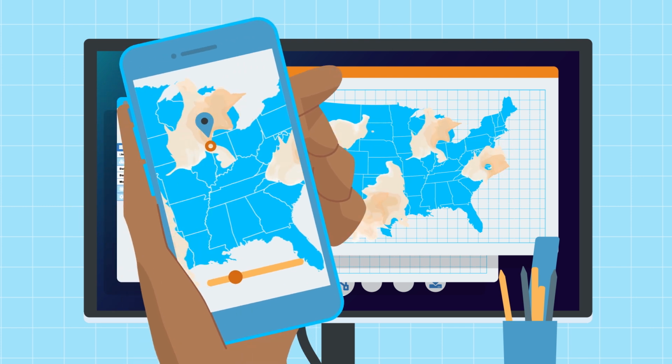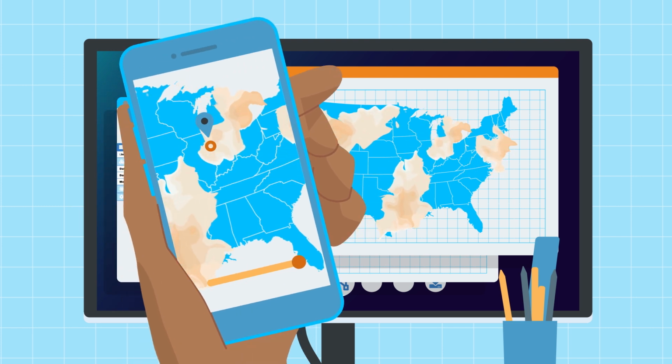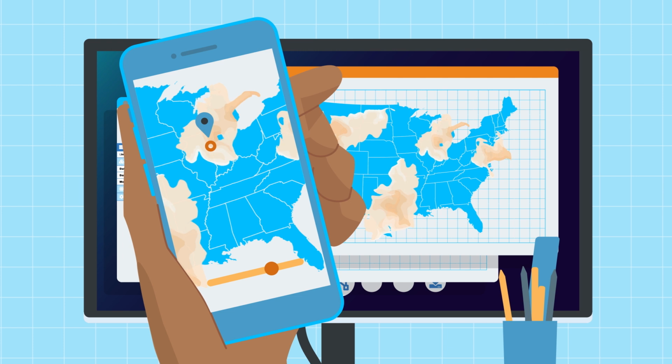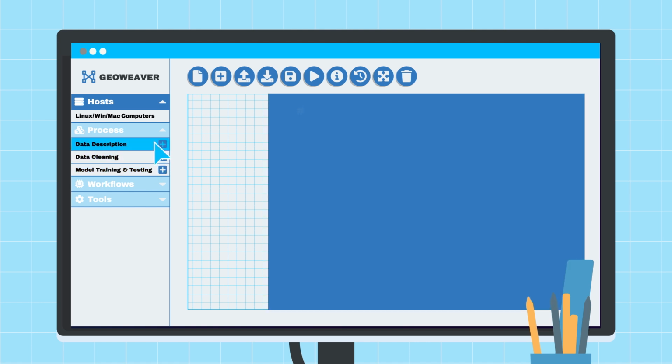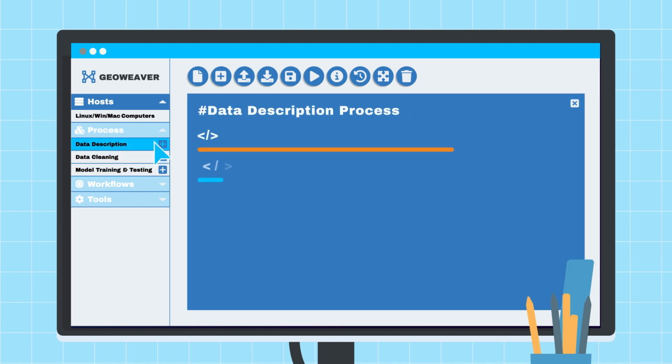All the necessary processes have been created in advance of the demo, so let's dive into how they can be put together using Geoweaver. We will go through them one by one to understand their functions and contributions to our national weather prediction workflow. The first process imports the pandas library to read the data file from the local host, allowing us to describe the dataset.